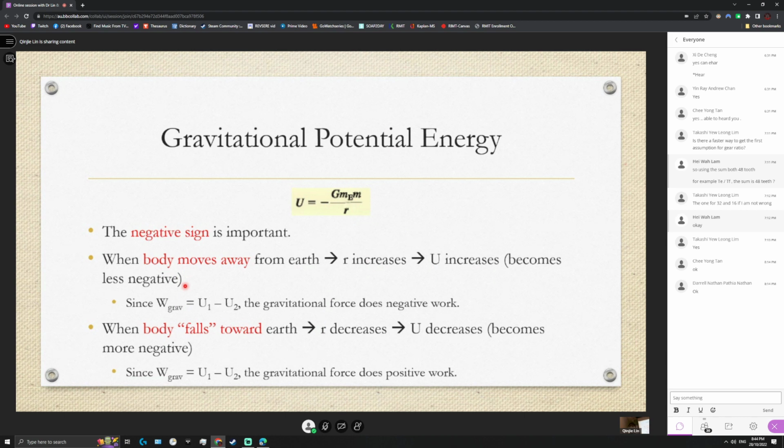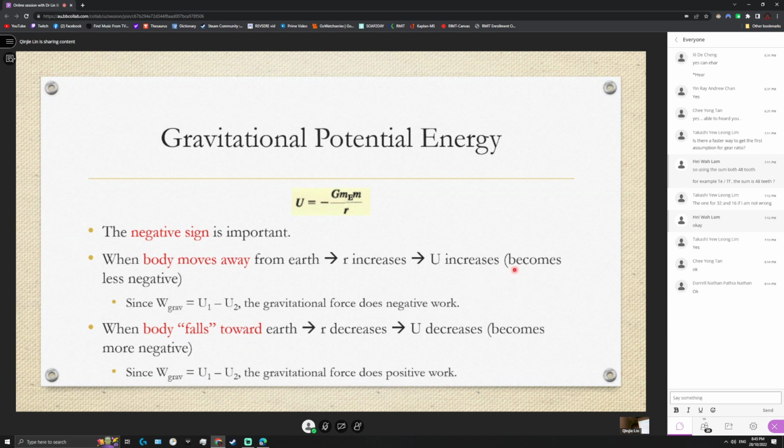Okay, can you visualize, understand? R increases. That means you imagine you're on the surface of the Earth. Then you move away from Earth. Let's say you climb 10 meters, you move away. So R increases such that this whole term on the right, magnitude-wise, will decrease. But because there's a negative sign in front, this whole thing becomes less negative.